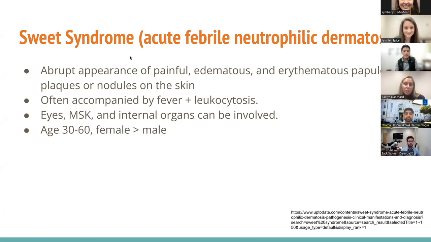So this syndrome is characterized by an abrupt appearance of painful erythematous, edematous papules, plaques, or nodules on the skin, often accompanied by fever and leukocytosis. It typically occurs in people aged 30 to 60, seems to have a slight female predominance, and the eyes, musculoskeletal system, and internal organs can also be involved.